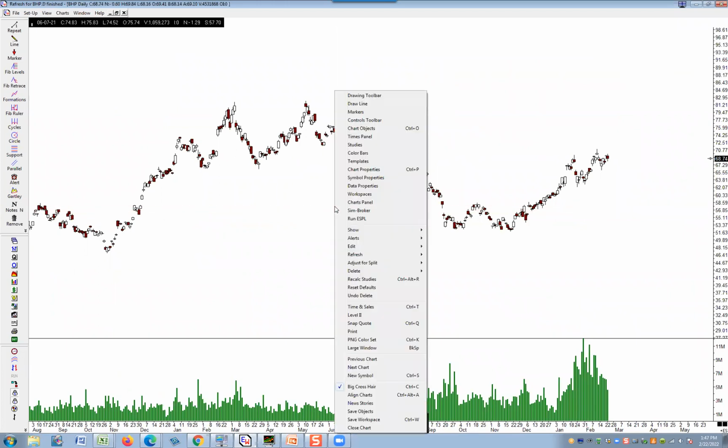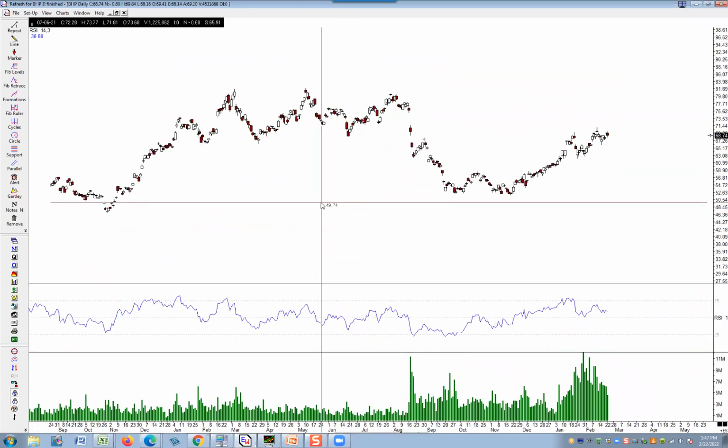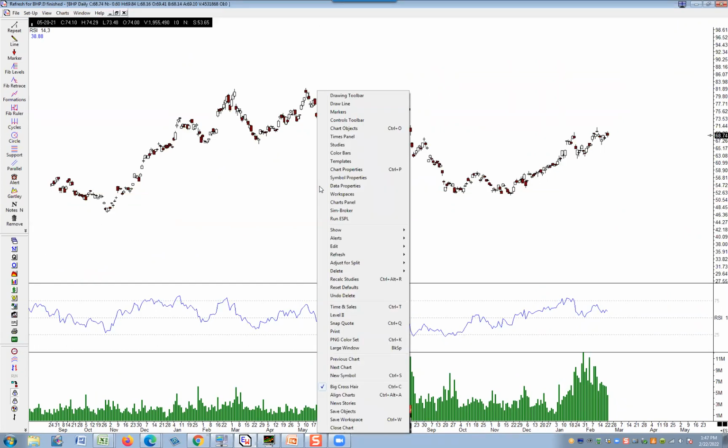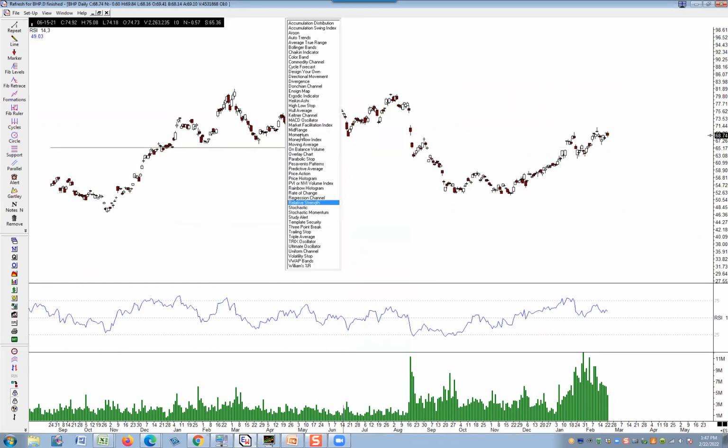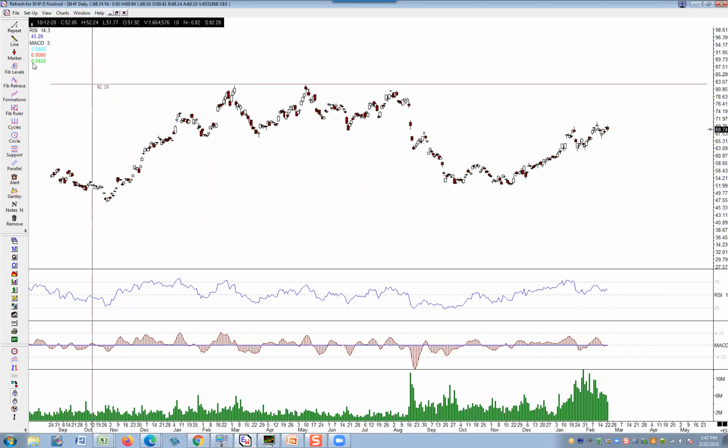Well, it's just tested some previous lows. And I just want to put the MACD on with that too and see. Here we go.